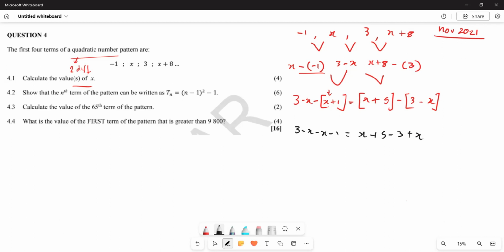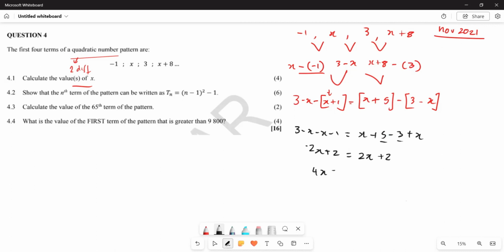From here, what are you going to have on this side? This side is the same as -2x, then 3 subtract 1, which is +2, is equal to. Then if you come to the other side, x plus x is the same as 2x. And 5 subtract 3 is also +2. Isn't it so?